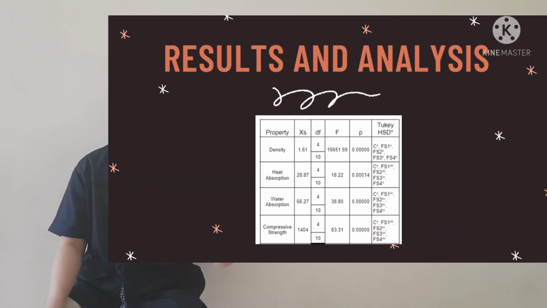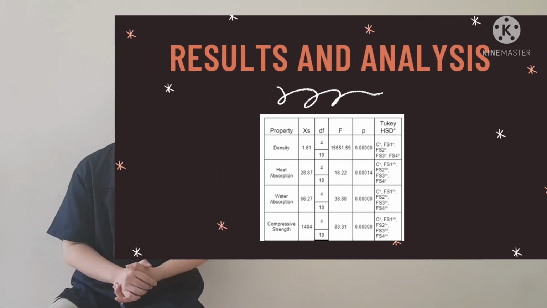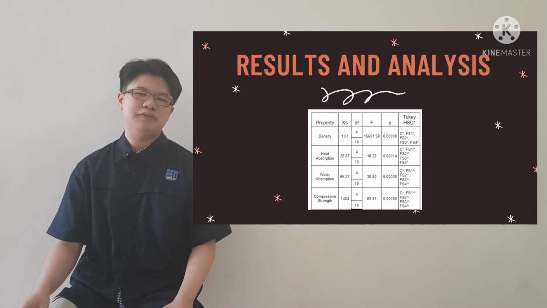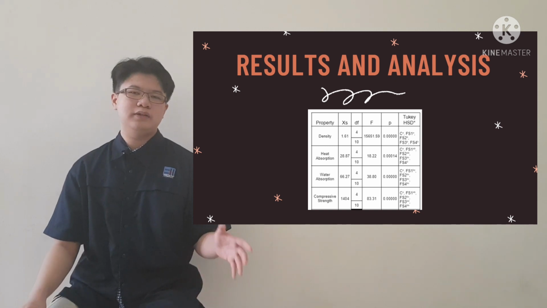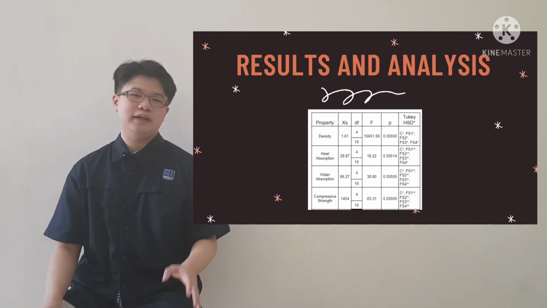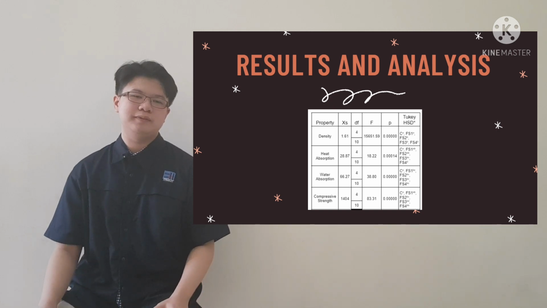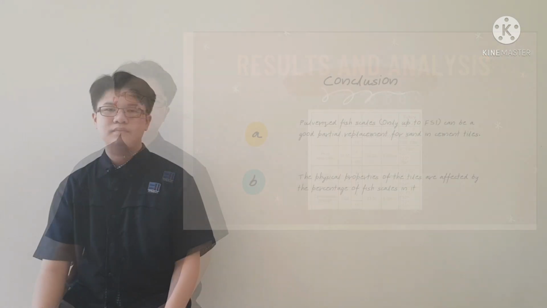ANOVA and Tukey's HSD tests were conducted on the results, and the ANOVA test revealed that there is a significant difference between each tile and the control group. But the Tukey test, however, revealed that there is an insignificant difference between FS1 and the control group in terms of everything except heat absorption. This means that the composition for FS1 has the best potential in the making of actual cement floor tiles.